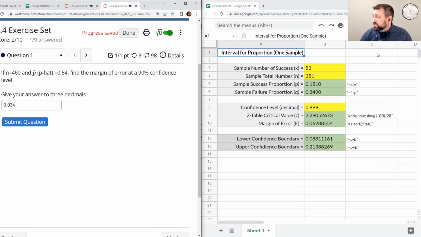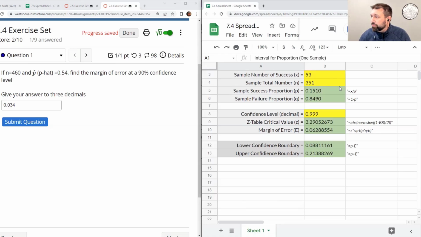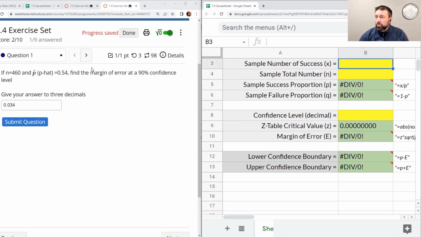You'll notice that this spreadsheet for 7.4 is actually pretty simple. You only have three inputs: the number of successes and the total number of items, which calculate p hat and q hat, and then your confidence level. So for problem number 1, n is equal to 460. There are 460 items in my survey, so I'll put that in here.